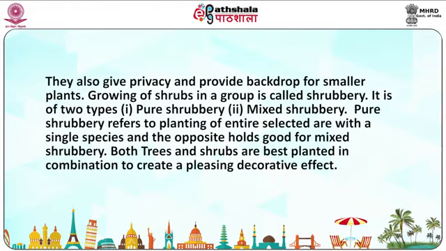They also give privacy and provide backdrop for smaller plants. Growing of shrubs in a group is called shrubbery. It is of two types, one pure shrubbery and another one is mixed shrubbery. Pure shrubbery refers to planting of entire selected area with a single species, and the opposite holds good for mixed shrubbery. Both trees and shrubs are best planted in combination to create a pleasing decorative effect.